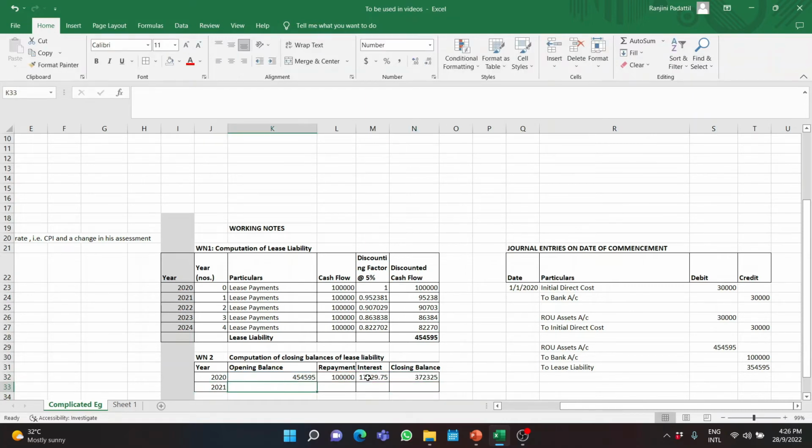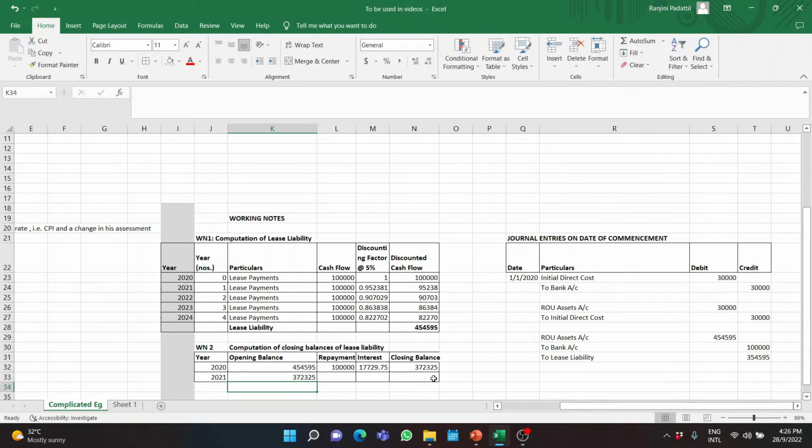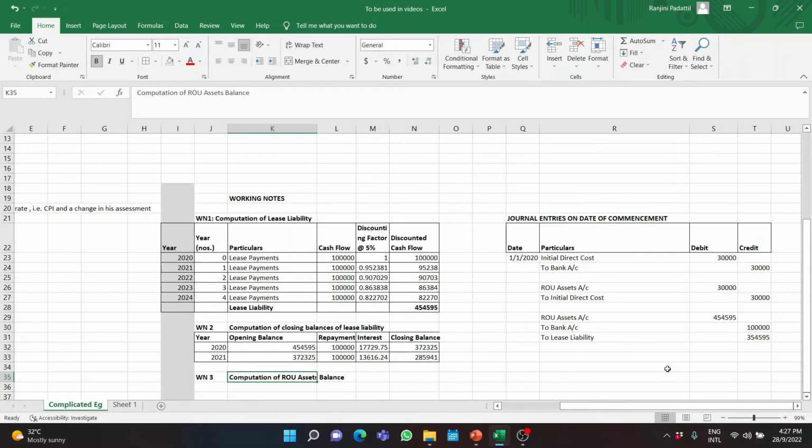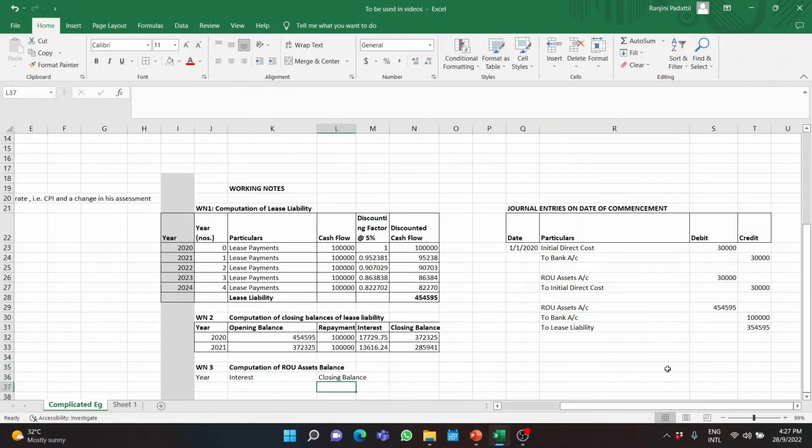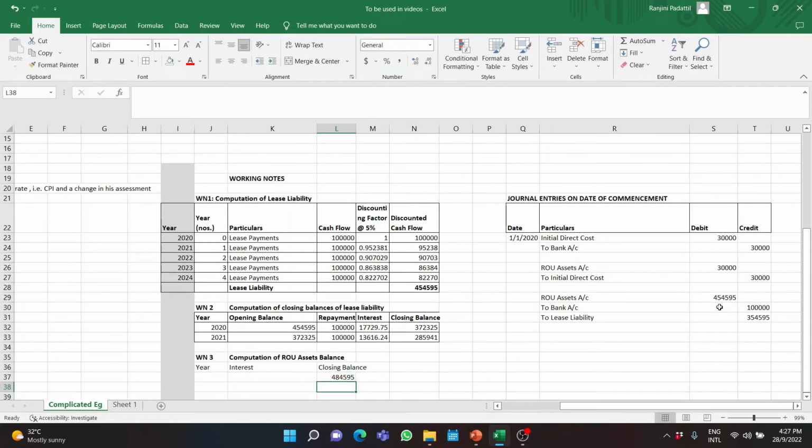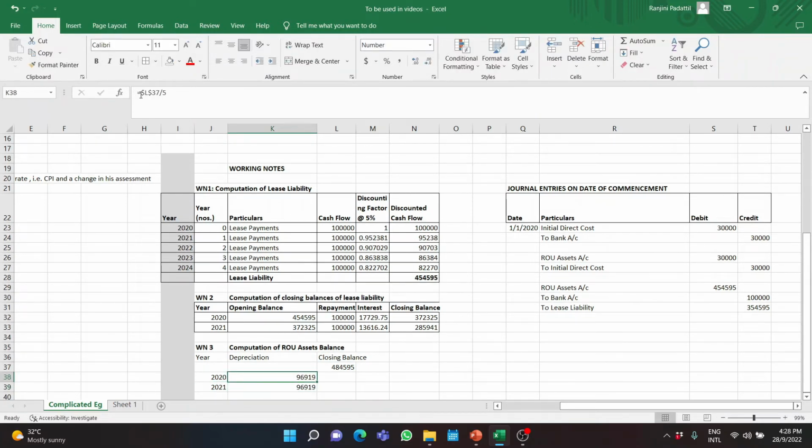In 2021, closing balance of the last year is the opening balance. We make a similar repayment. The interest is calculated the same way, and the balance is 285,941. Working note 3, the computation of ROU assets balance. The opening balance that is recorded on the date of commencement is the initial direct cost plus the value of lease liability. So in the year 2020, the depreciation is the closing balance divided by 5. In 2021 also we have the same amount.